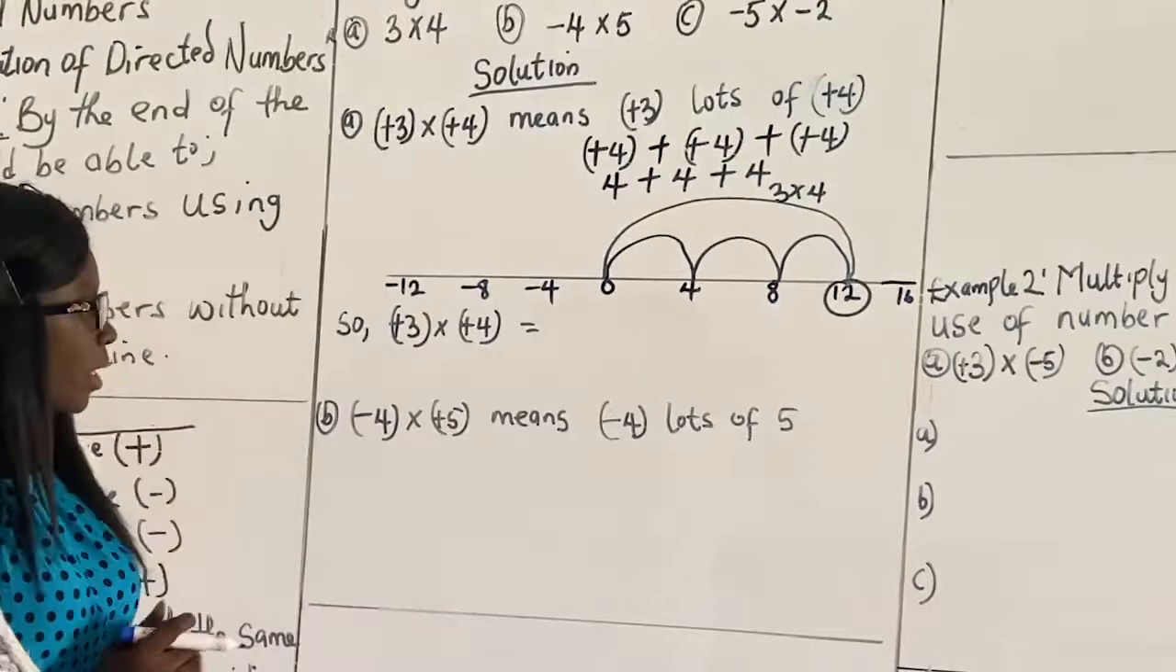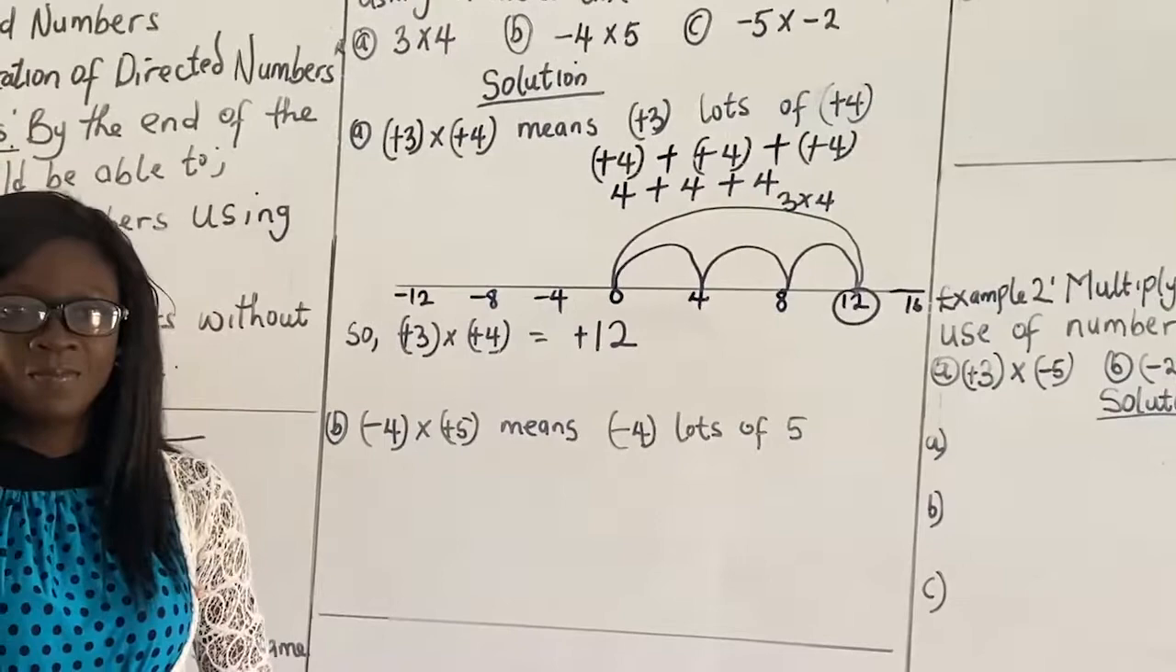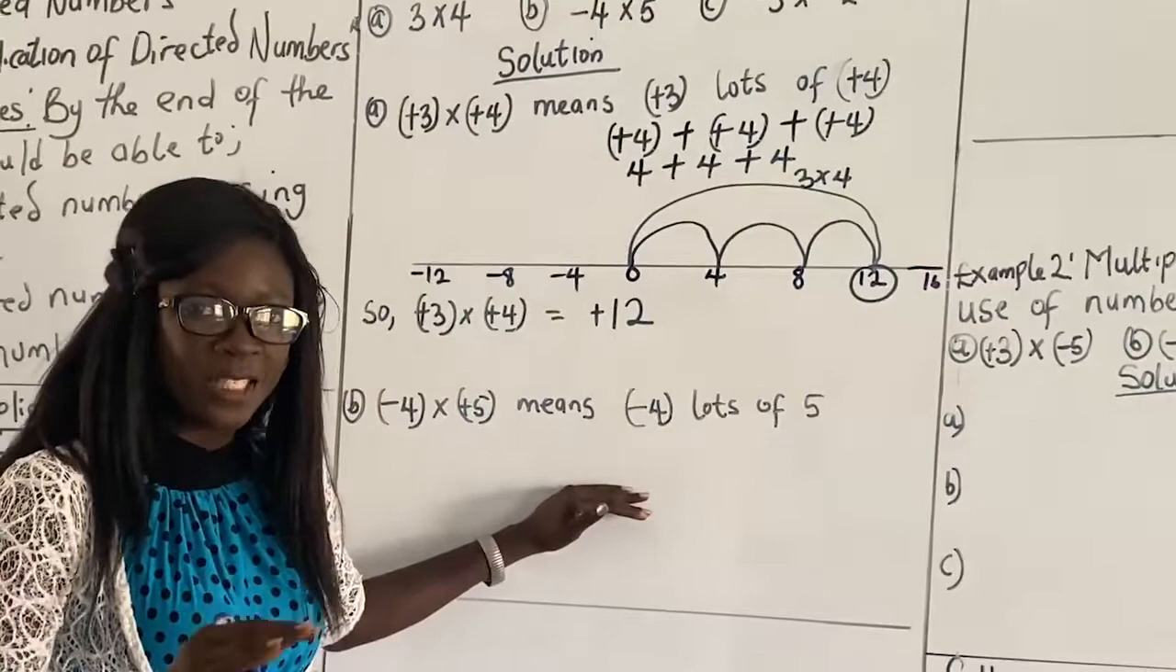Very simple. So I'll come here and I'll say positive 3 times positive 4 will give me what? 12. So my answer is what? It's positive. Okay? All right. So let's do more examples, and I'm sure you'll be experts before we are done.